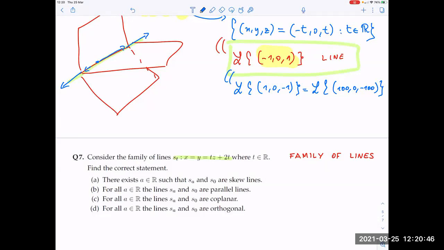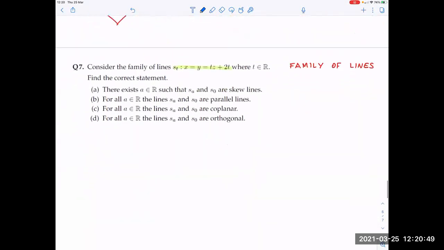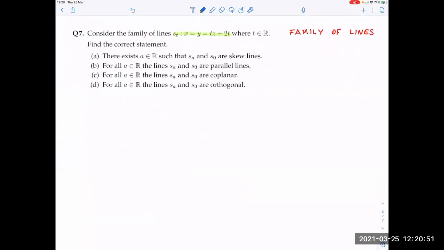Okay, now let's think about this number 7. And I wait for you to give me some ideas about what you believe to be correct, okay?